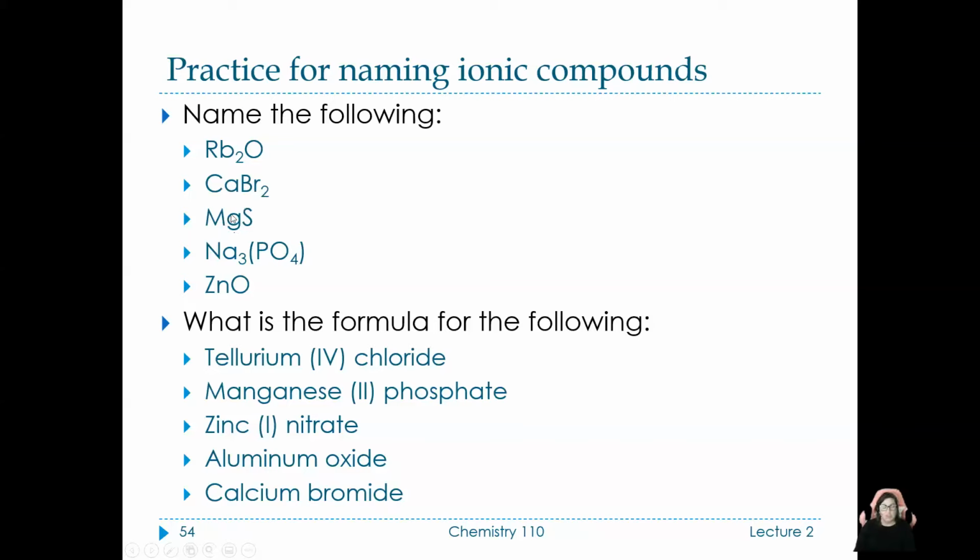MgS. Now, what is Mg? Mg is magnesium. S is sulfur, but again, we call it sulfide, so magnesium sulfide. Na3PO4. Well, PO4 is a polyatomic ion. It has a 3- charge on it. This is called phosphate. And Na is sodium, so this is sodium phosphate. Zn is zinc. It is one of the ones that becomes a 2+. So this is called zinc oxide. Again, we don't normally need to say what the charge is if we know what it typically is. And Zn we know is going to be a 2+.